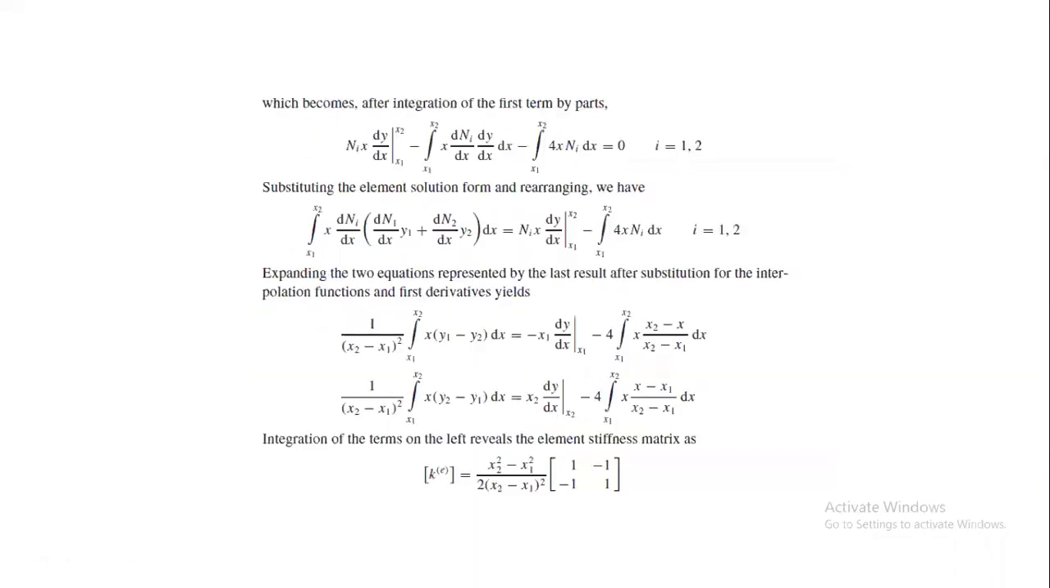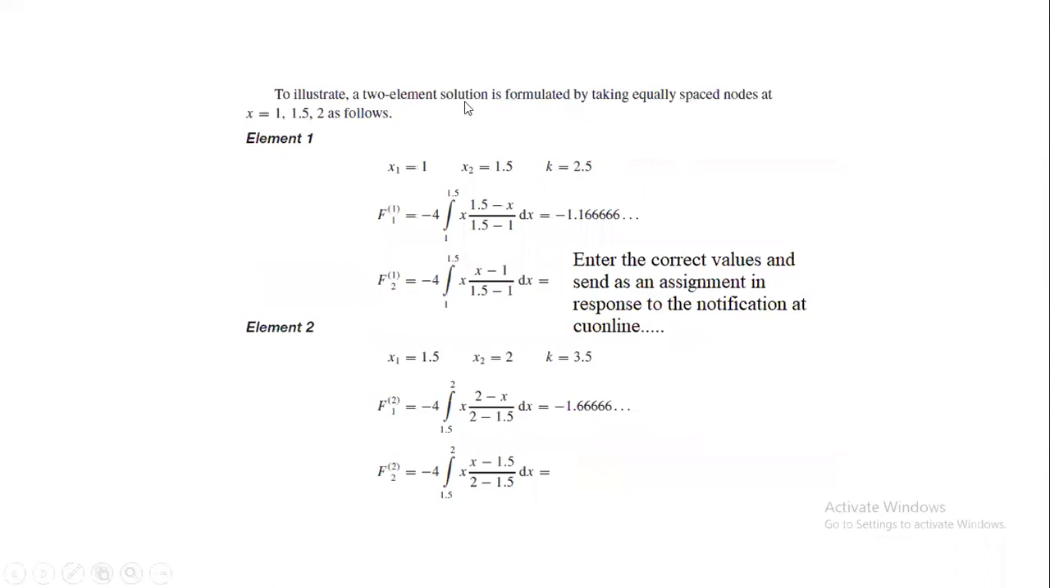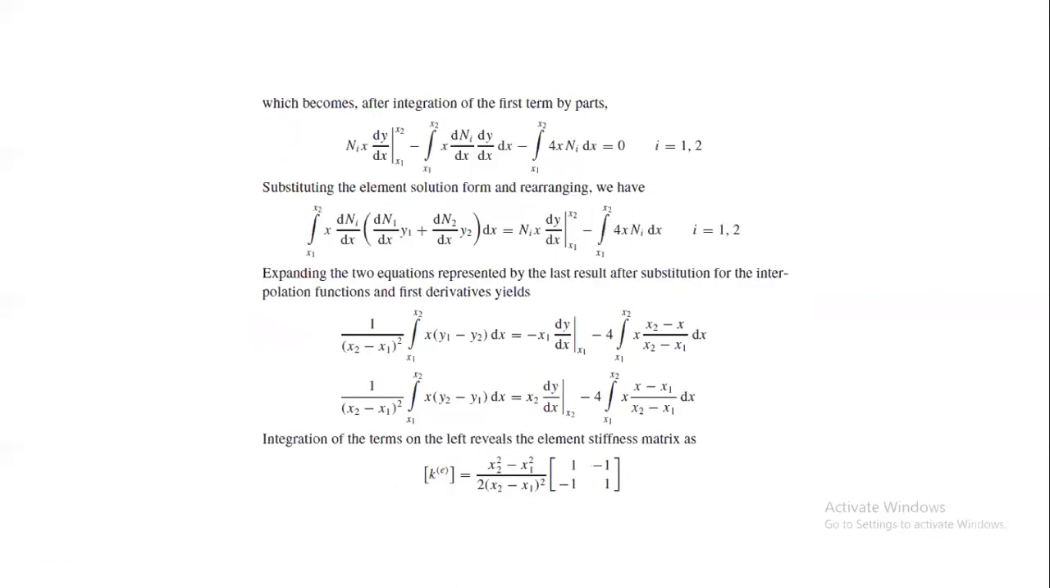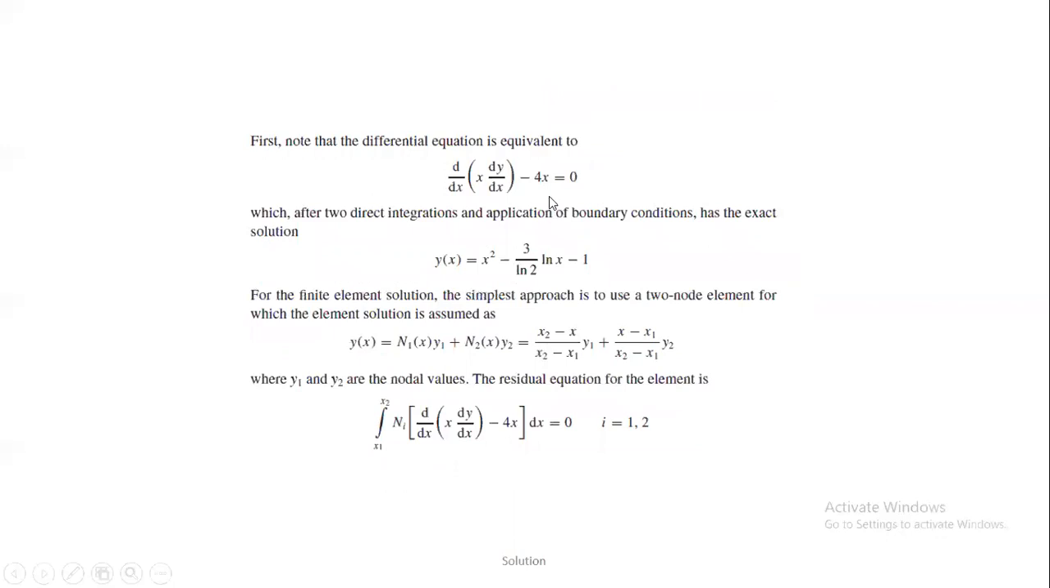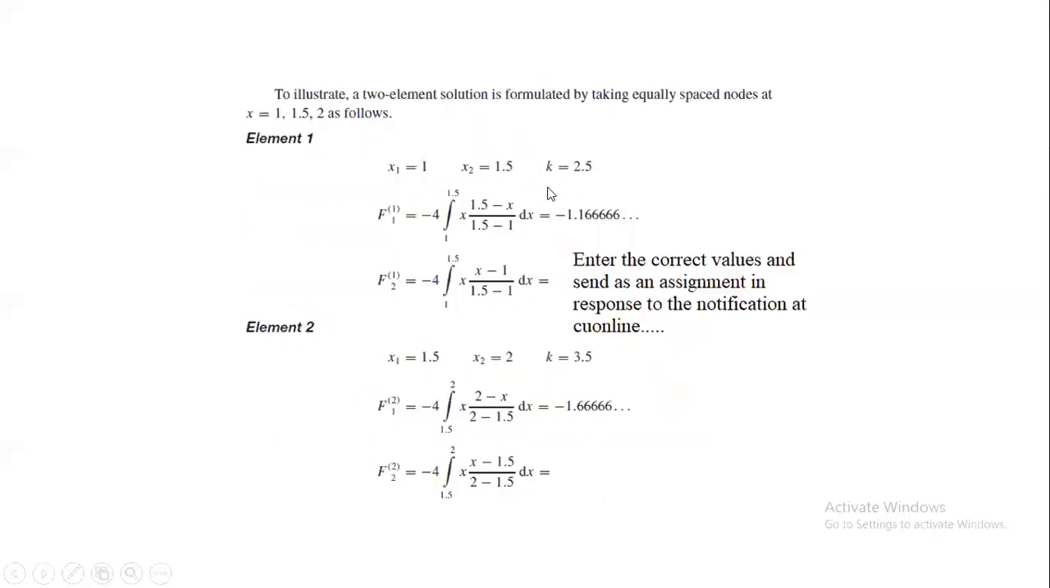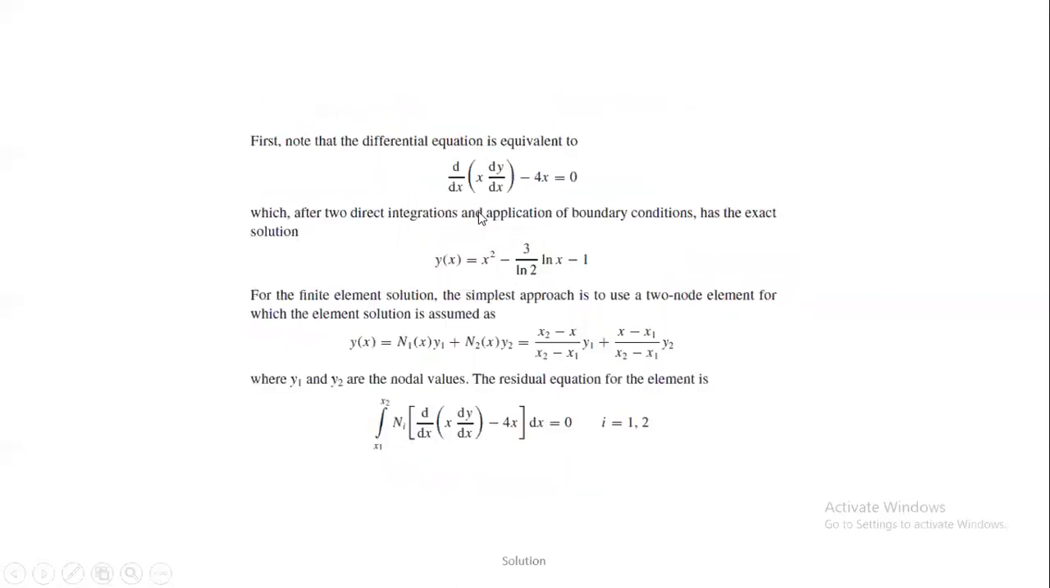All right, so now we will illustrate a two element solution formulated by equally spaced nodes at 1, 1.5 and 2. Okay, now I have divided it into two patches, 3 points. Okay, so now I will work for the, now you can see that what is this capital F? The capital F stands for the integration on the other side for f of x. Okay, so in this example, what was f of x? F of x was 4x, right? Minus 4x. So now you will use it minus 4x and then you will multiply it as we did with n1 and n2. Let me show you.